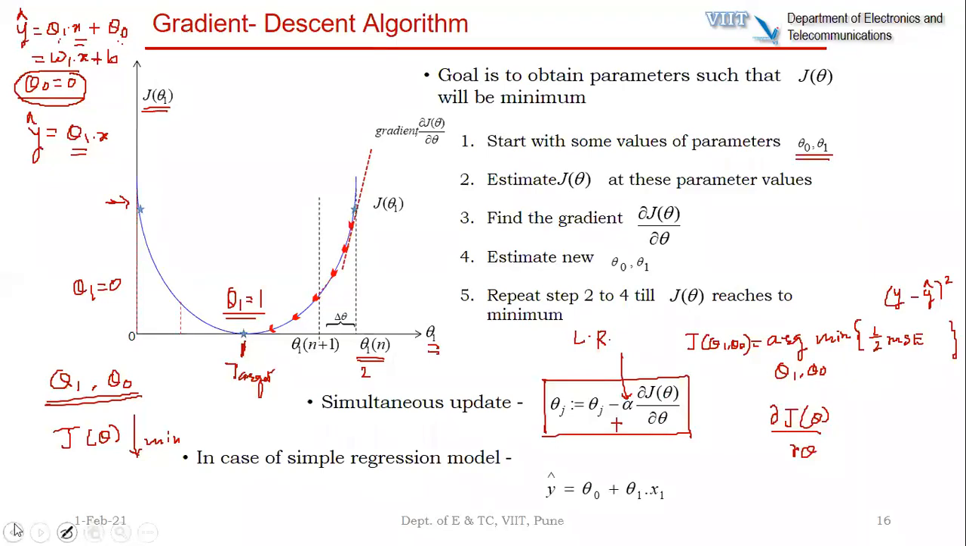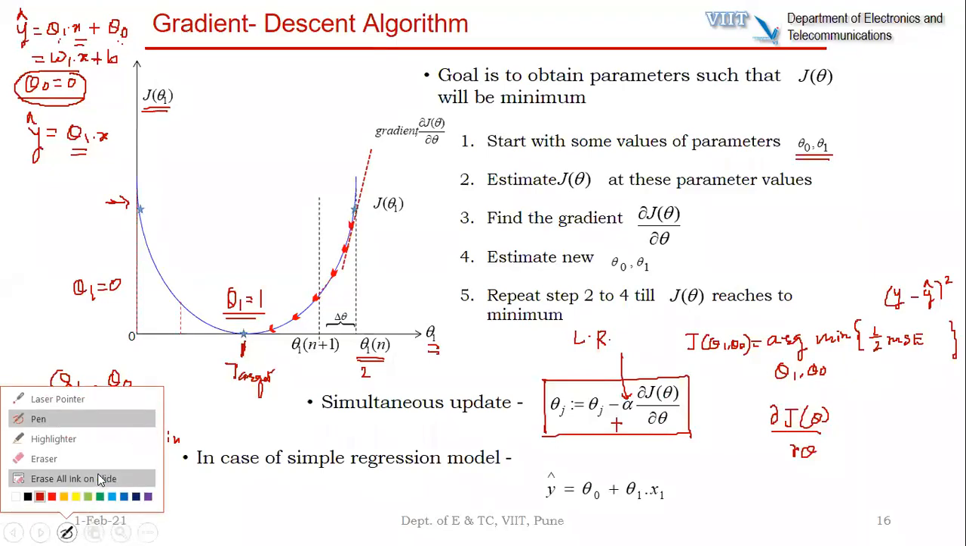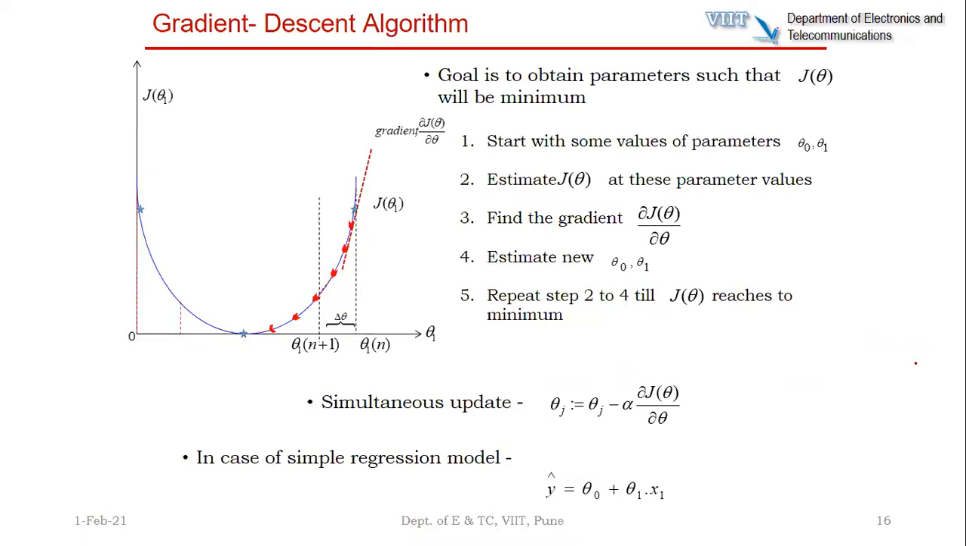So let me clear all those things. So this is the update equation. So first you are initiating the theta 0, theta 1 values, finding out the gradients, finding out the updates, okay? And go on updating the values of the parameters, okay? And every time you are finding out j theta.